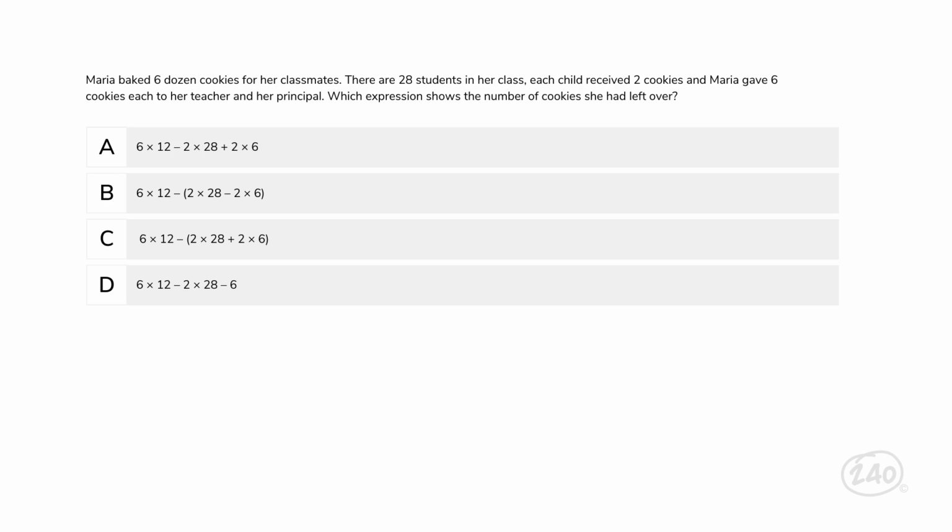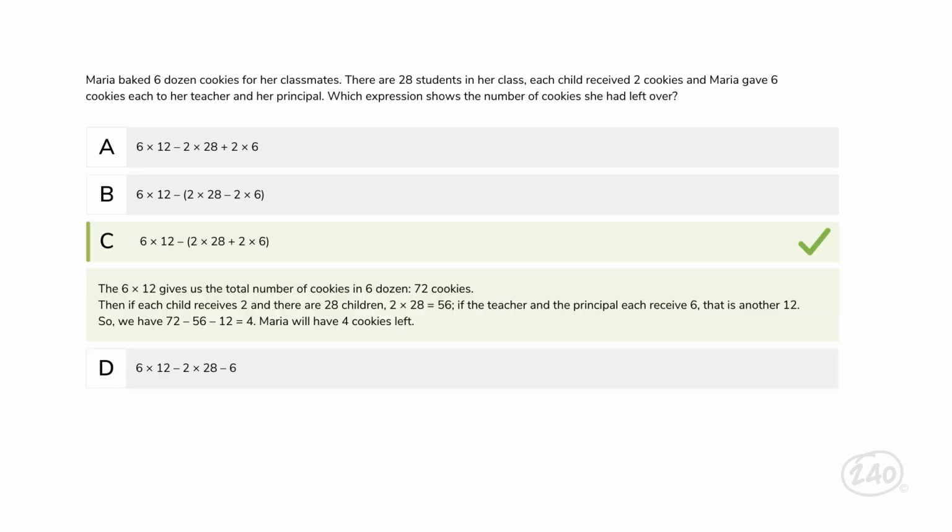The 6 times 12 gives us the total number of cookies in 6 dozen, which is what Maria is starting with. Then we need to determine how many she's giving away. If each child receives 2, and there are 28 children, 2 times 28. If the teacher and the principal each receive 6, that's another 6 times 2. So we have 6 times 12 minus the quantity of 2 times 28 added to 2 times 6. So this is the best choice.